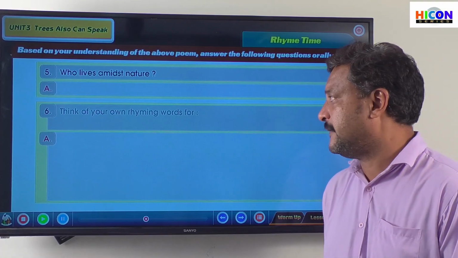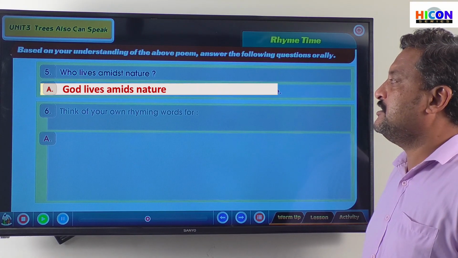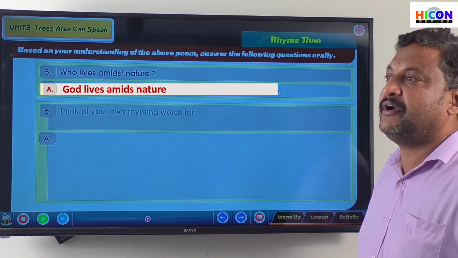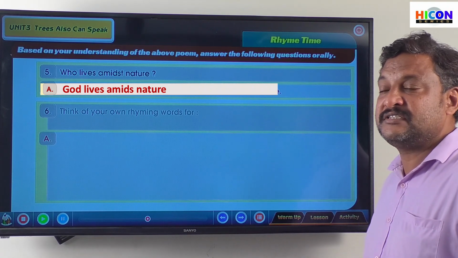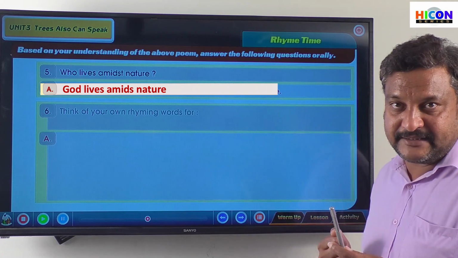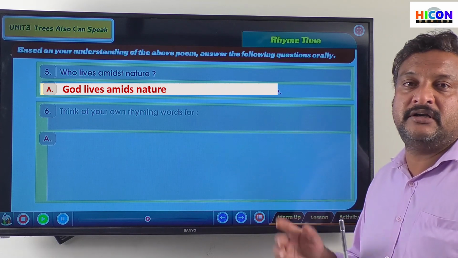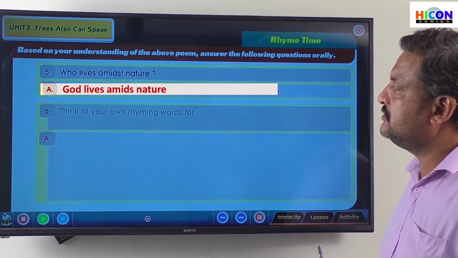Right? Okay. Now, the fifth question. So, who lives amidst nature? God lives amidst nature, and that is why when we are really tired and fret, we can go to the forest and we get relieved, relaxed. Okay? So, who lives amidst nature? God lives amidst nature. Right? Fine. The next question.